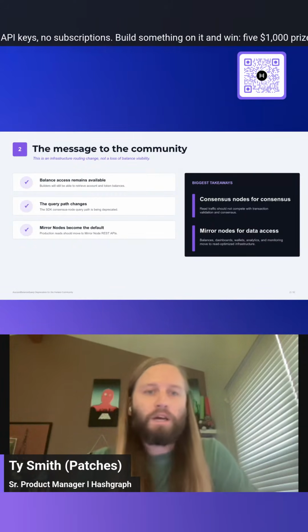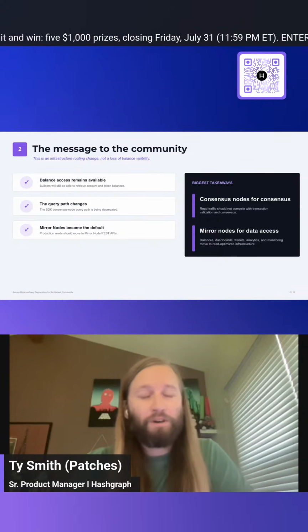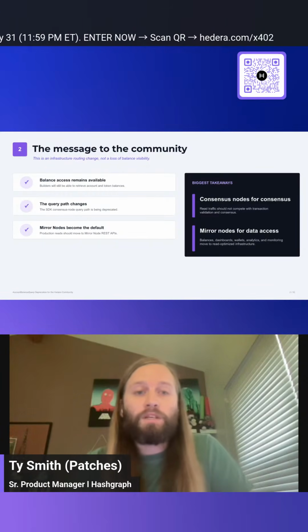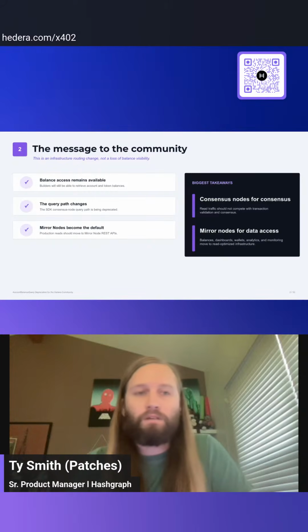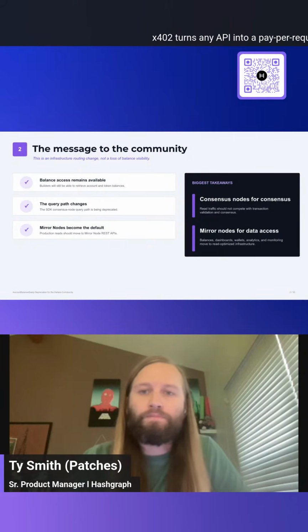And then mirror nodes, where you should be getting the information off of the network, are where you should get the balances. So production reads from mirror nodes and REST APIs is the recommendation for changing the account balance query in the SDK to a REST API call to the mirror node.